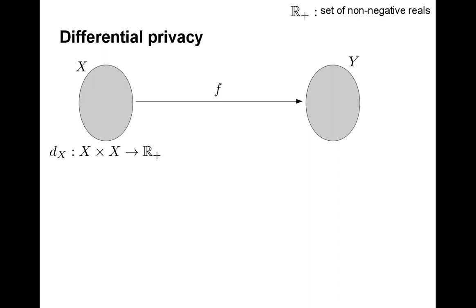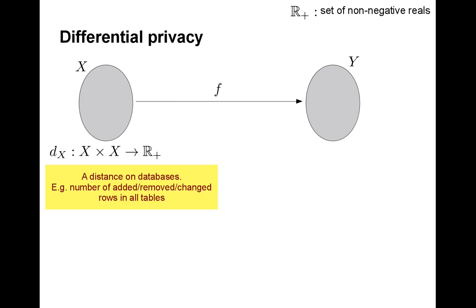So we have a set X, we have an information release mechanism F, which could be a SQL workflow, and it gives you a value from the set Y, and X is a metric space, so there is a metric defined on it. If X is a set of databases, then a typical distance on databases is the number of rows in all tables that we add or remove or change. Adding or removing one row means distance one.